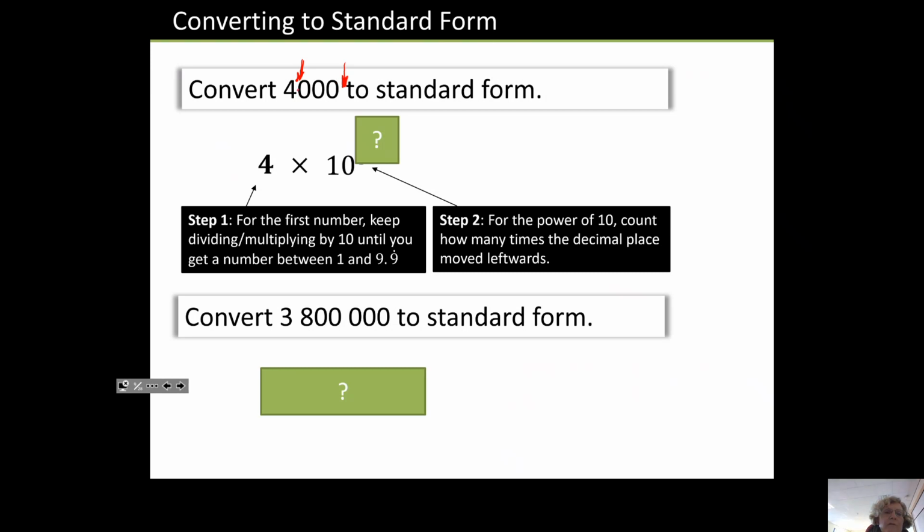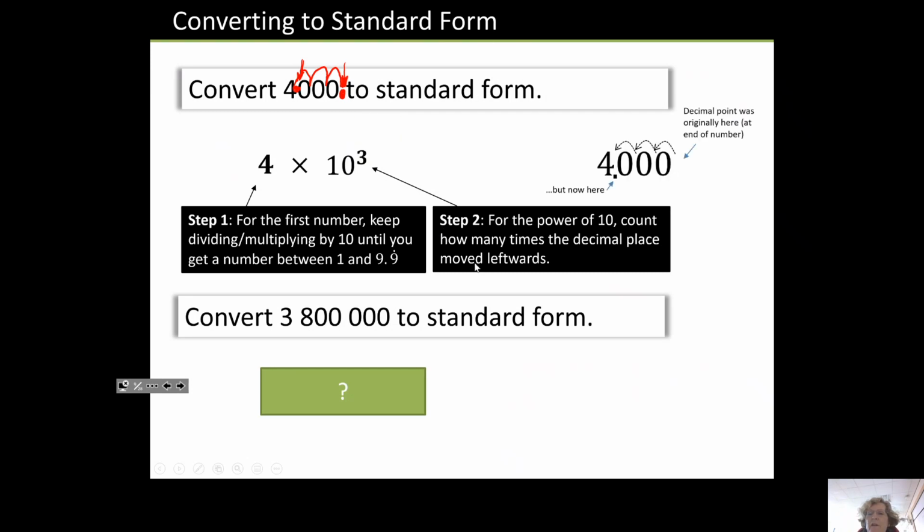And then you jump from where you've put the decimal point to where the decimal point really is. And you can see that there are 3 jumps of the decimal point. So we have 1, if you like, 2, 3. So this number here, 4,000, is 4 times 10 to the power 3.